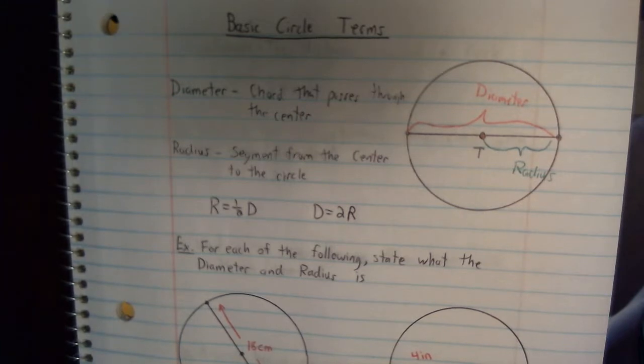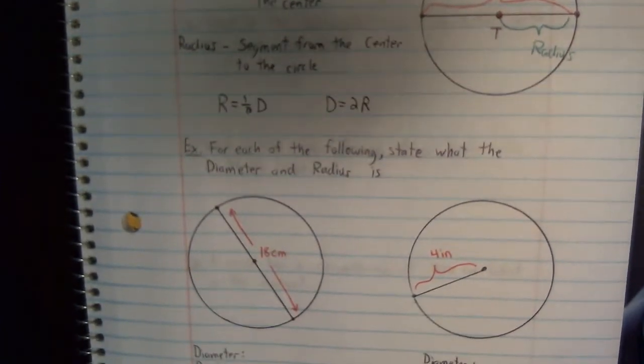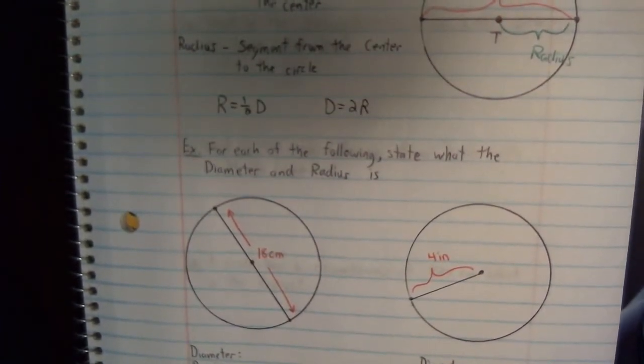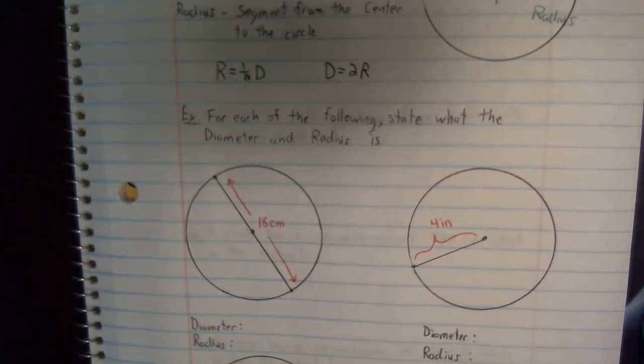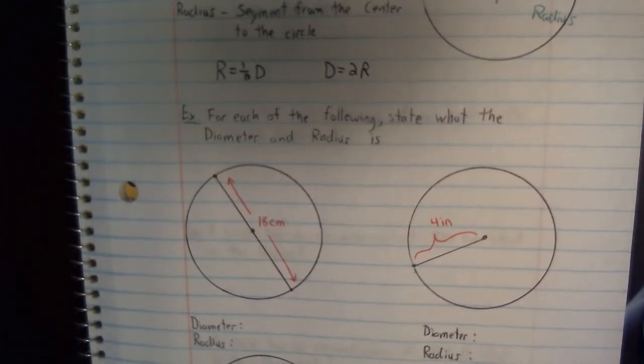Okay, so when you see that in the future, again, r is going to be lowercase r instead of a capital R. So the first types of problems that you're going to see is going to ask you things such as this. For each of the following, state what the diameter and radius is. Well, we just have to look and figure out what they gave us, and then either divide by 2 to find radius, or multiply by 2 to find diameter.